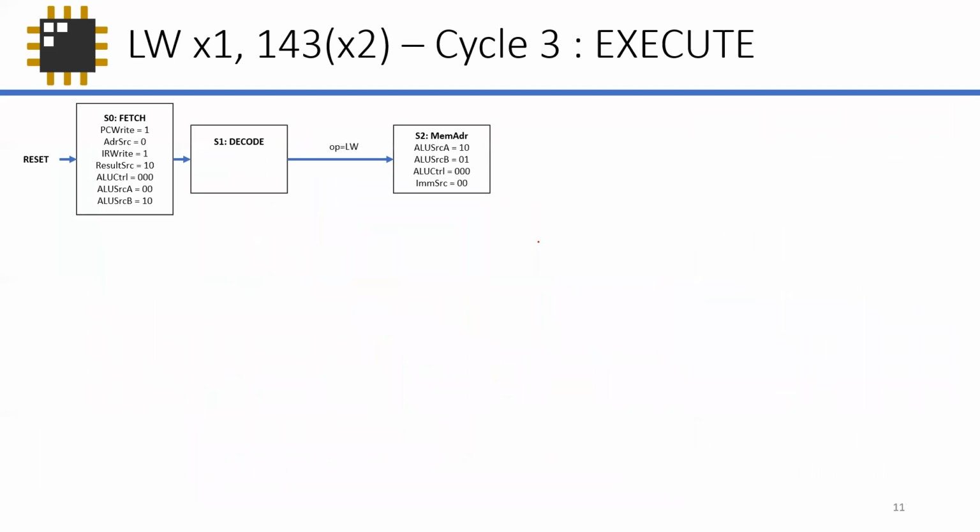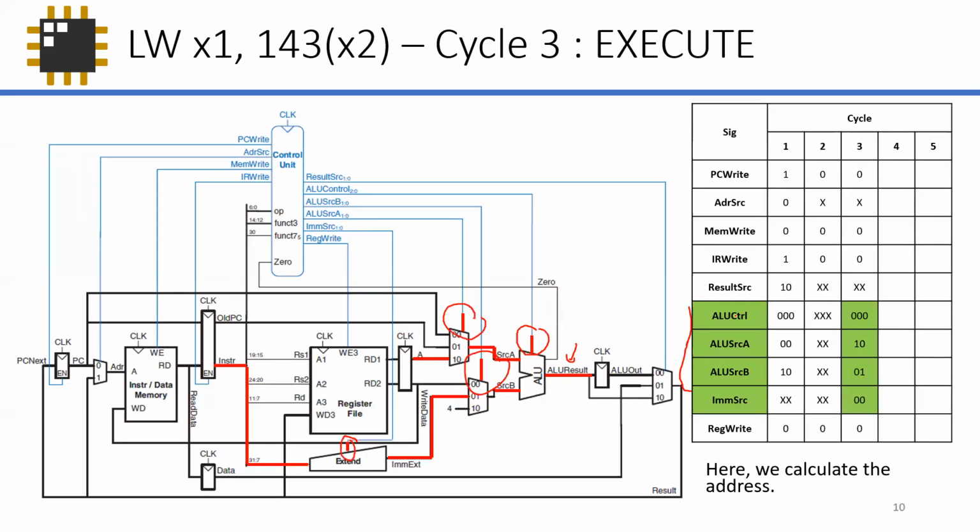Bam, that's it, right? So going back here, just to make sure we understand, ALU control needs to be 000 because we're adding the register X2 with the offset 143, which is going through this path, right? ALU source A needs to be 10. Yep, 10, not a problem. ALU source B needs to be 01 because it's grabbing the extension. So 01. And then the immediate source needs to be 00 because we're doing a normal immediate, right? So for immediate instructions and load word, you're using the normal immediate format for the immediate extension.